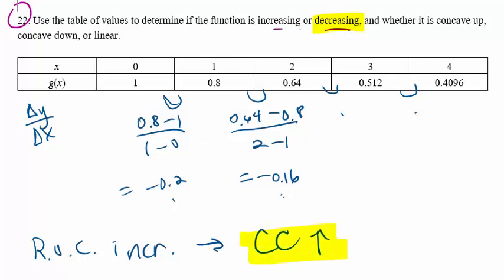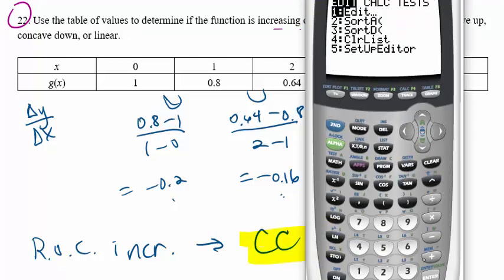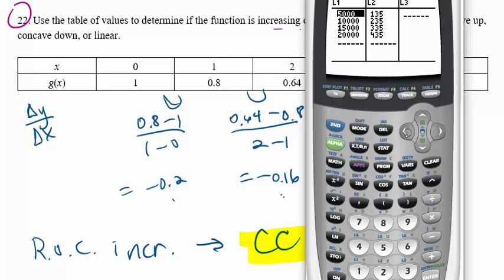But another way to kind of tell is to look at the graph of the scatter plot. Okay, so I would just edit my lists, enter this new data.